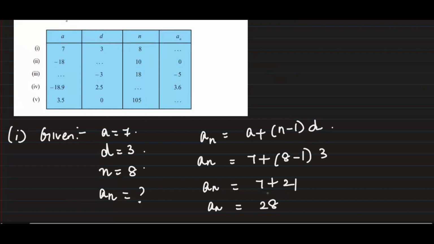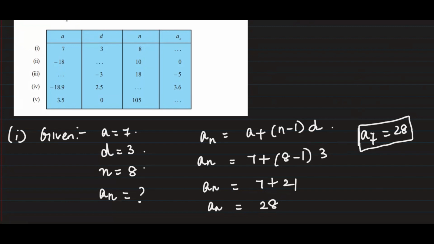That is, what are we finding? What is the value or the number in the 8th term? So we can write A8 is equal to 28. So the value in my 8th term is 28. Clear now, easy? Moving on to the next question now.